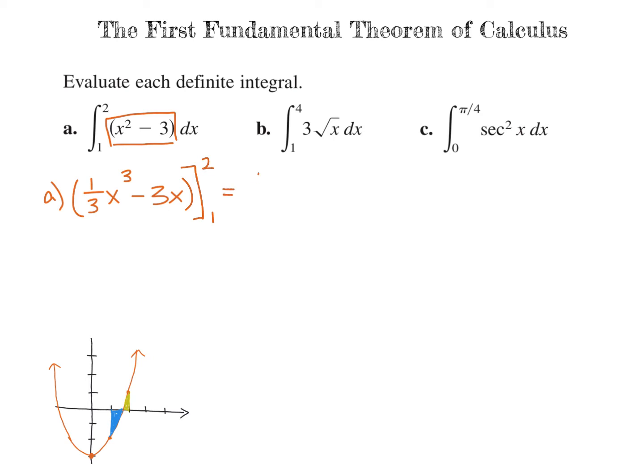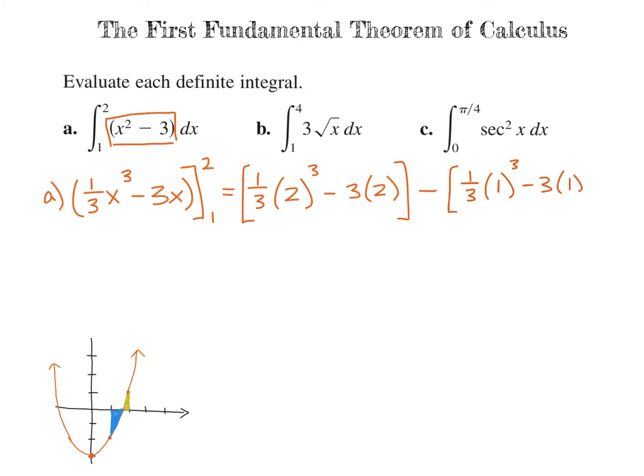So we will first evaluate this at 2. We'll have 1/3 times 2 cubed minus 3 times 2. That's evaluating it at 2, so that's a whole piece here. Then we're going to subtract and evaluate it down at 1. So when we evaluate this at 1, we'll have 1/3 times 1 cubed minus 3 times 1. Getting both of these, this gives us 8/3 minus 6.